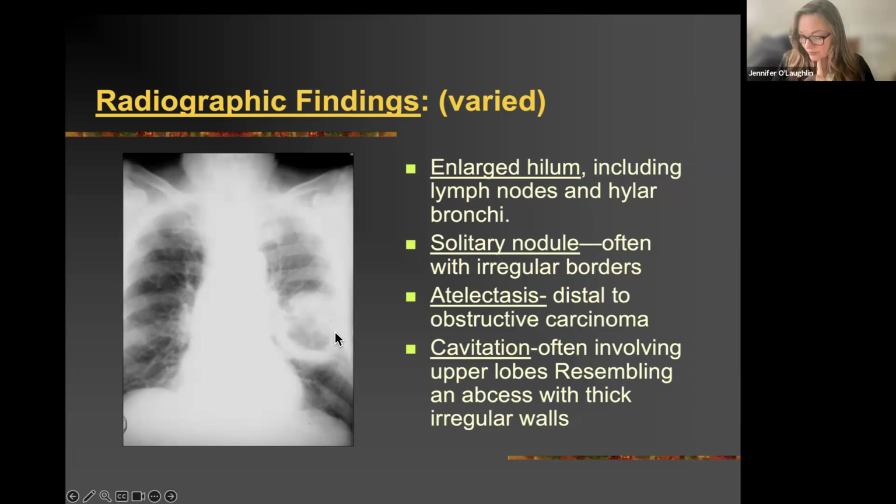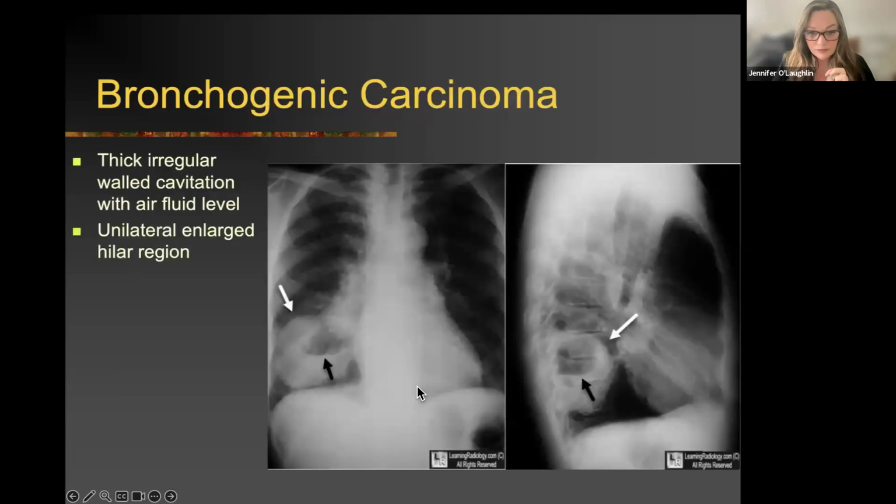Looking at this X-ray here, you can see that there is a large mass and it does have cavitation. So it has a more lucent mid portion, and the walls are very, very thick. So really thick walls and kind of irregular with cavitation in the middle. Okay, so here's another patient with bronchogenic carcinoma. And again, it kind of has an abscess sort of look to it, but look how thick the walls are. And this one has an air fluid level, which is what the arrow is pointing to.